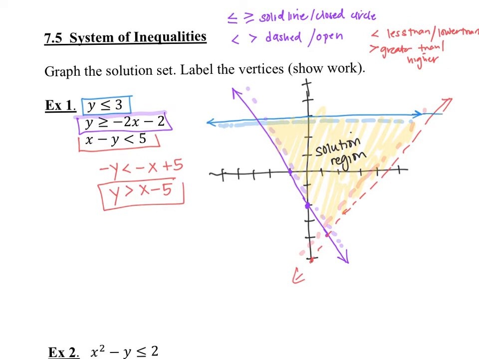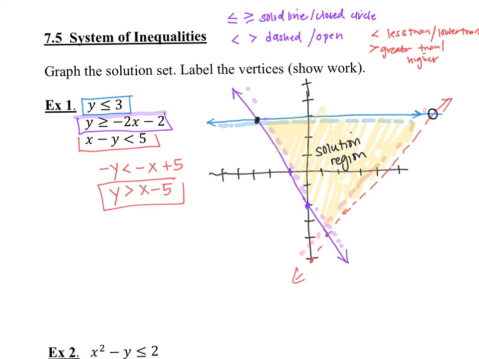Okay, now the vertices are the corners of the solution region. So in this case, it would be this corner right here. I am going to point out this was a solid line and this was a solid line, which means they both allowed equality, which is why I have a closed circle here. Between the blue and the red line, this is a solid line and this is a dashed line, so the red line cannot equal this vertex. So I have to make it open.